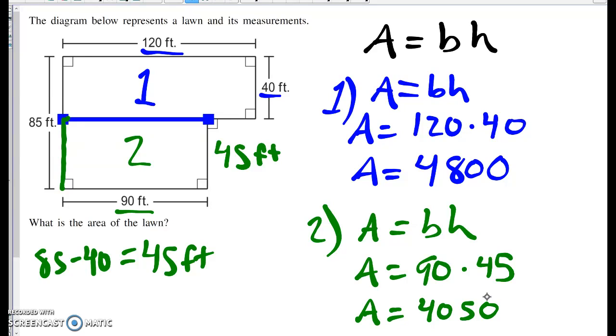And I should label both of these feet squared. Remember, whenever you're working with area, you're working in square feet. You sometimes say feet squared. Remember, that doesn't mean that you're squaring any numbers. It's just that our definition of area says an area is in square units.